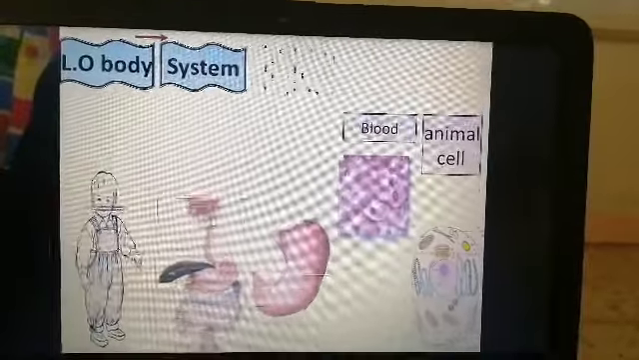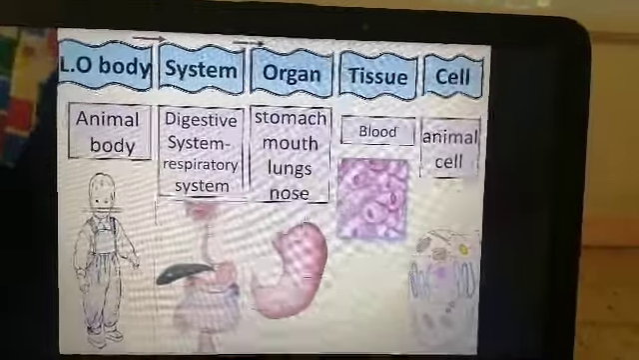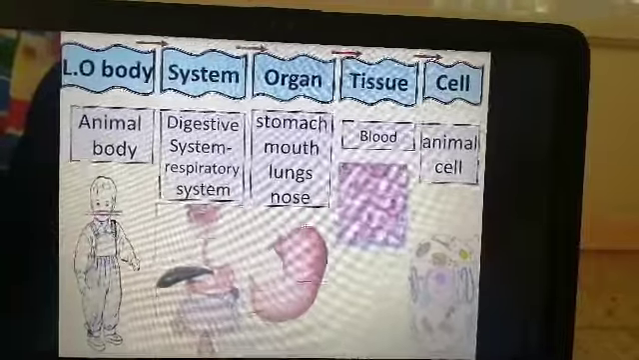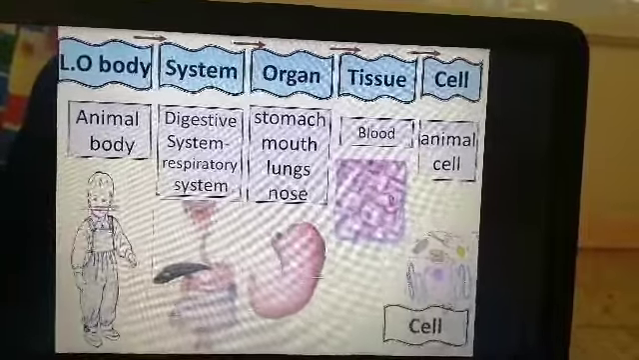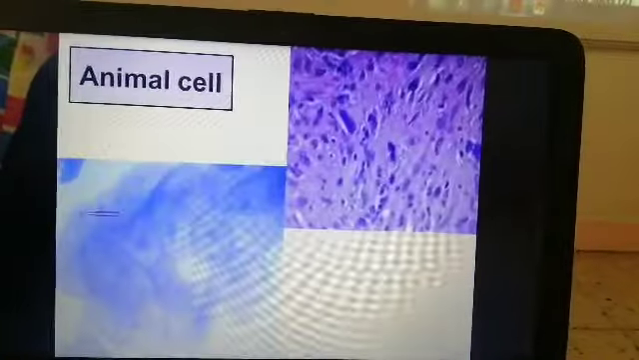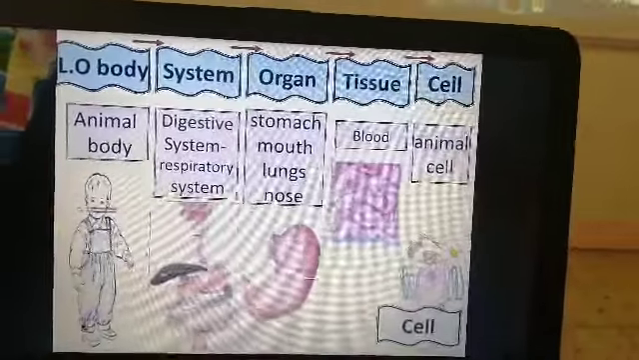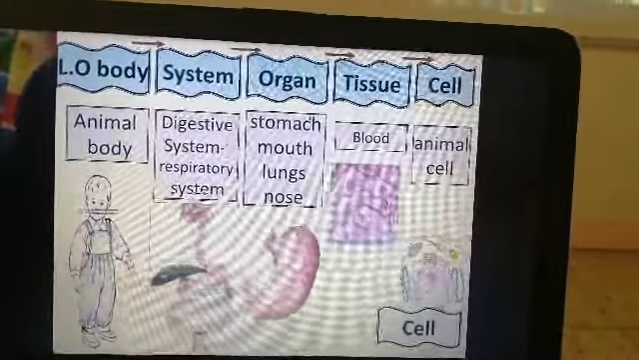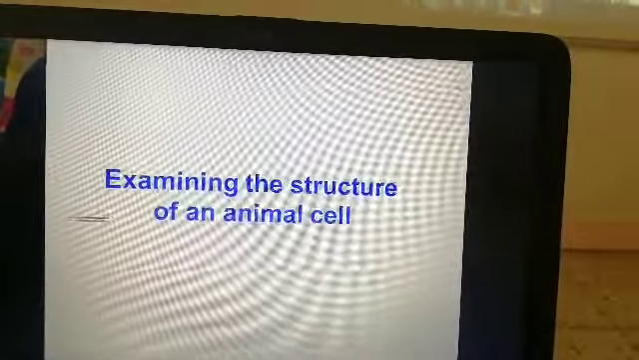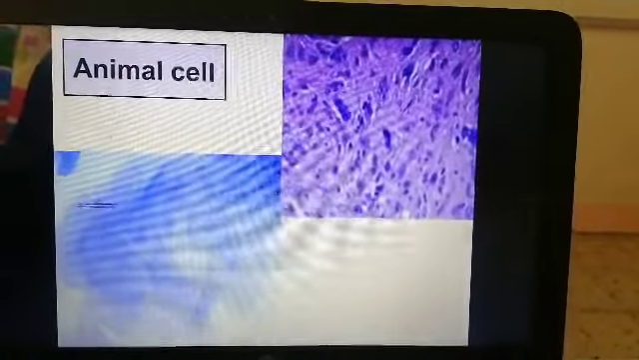If we study the animal's body, it consists of many systems such as the digestive system and respiratory system. Any system consists of some organs such as stomach, mouth, lungs, nose, and a tissue inside our body such as blood. The blood tissue consists of many cells, which are animal cells. Now we are going to study the structure of the animal cell. This is the animal cell under the microscope.